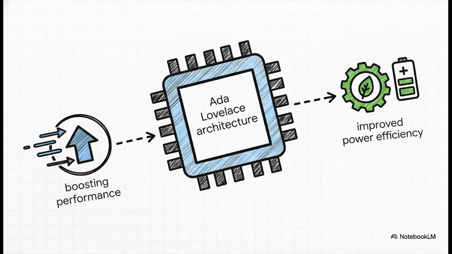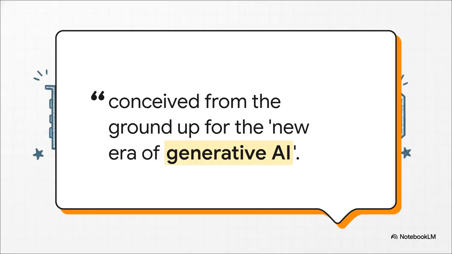The Ada Lovelace architecture, the brains behind the 4070 Ti Super, was a massive leap forward. It was a major refinement that was all about boosting performance, while at the same time making huge gains in power efficiency. But Blackwell, well, that's a different beast entirely. As NVIDIA themselves said, this architecture was purpose-built from day one for the new era of generative AI. So it's not just an evolution, it's a specialization.